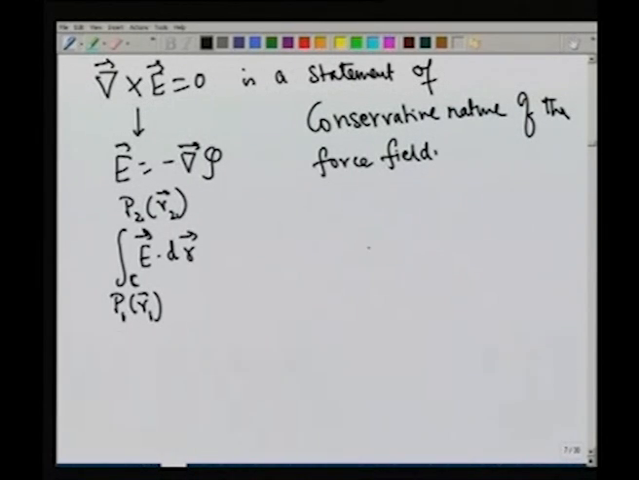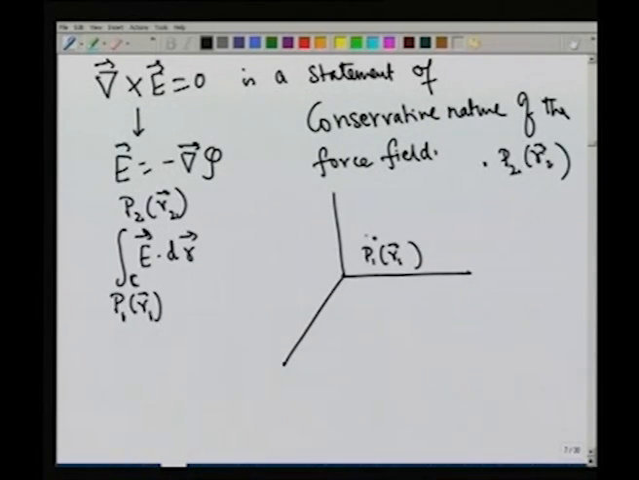So, let me illustrate that here. This is my coordinate system. This is my point P1 with coordinate r1. This is my point P2 with coordinate r2, and I am drawing a curve like this. So, this is my curve. This is any arbitrary curve. So, I would like to see what E dot dr is as I move along this particular curve, what the value is between P1 and P2.